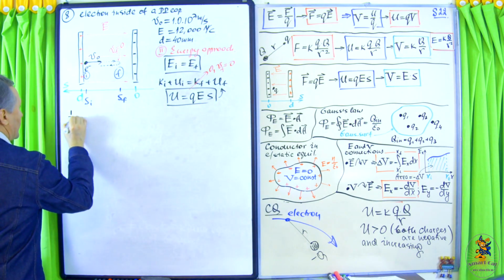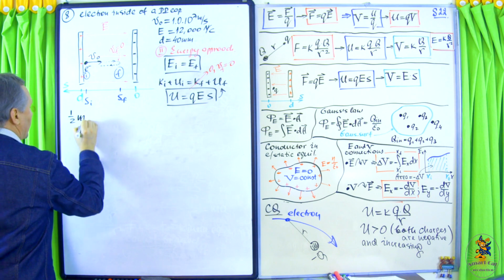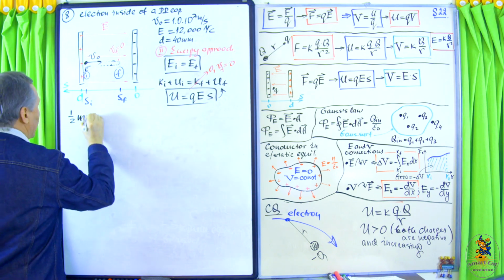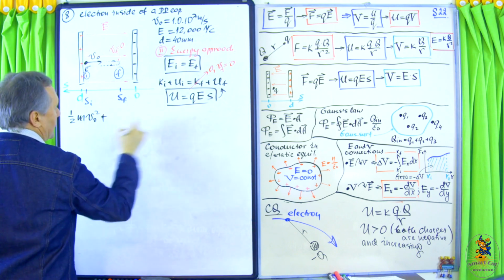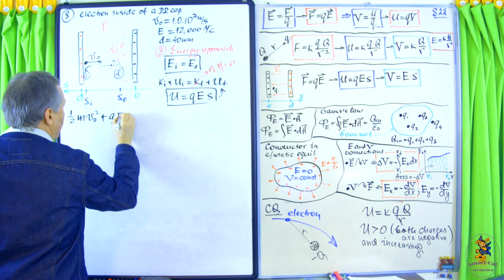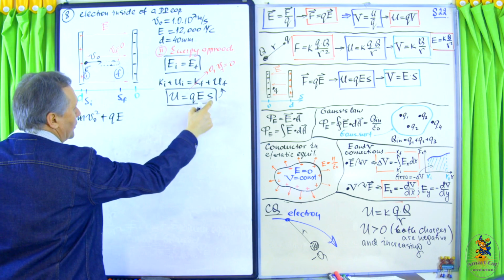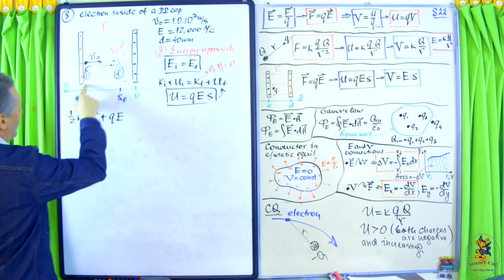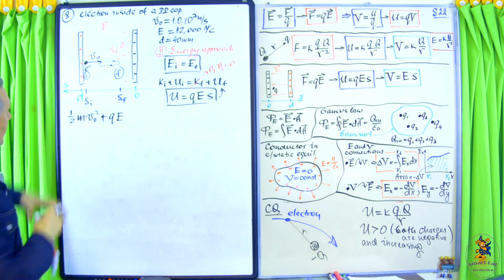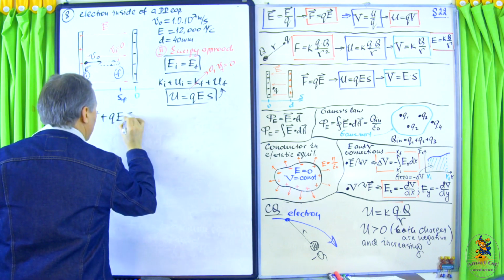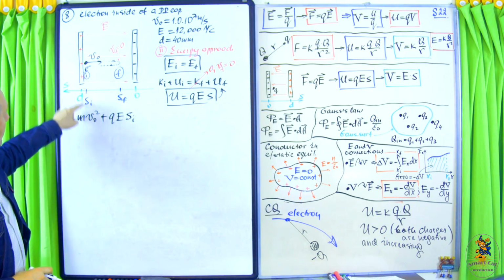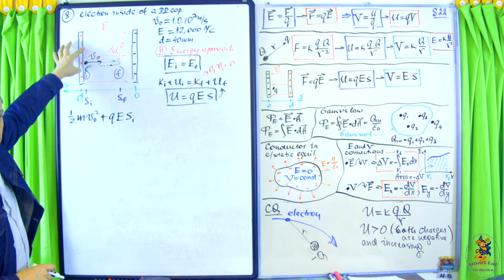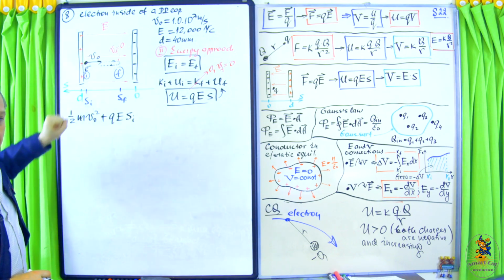Okay, so now let me start explicitly writing K, 1/2 m v naught squared, plus Q E, and this is the initial point, so S initial. And what's the value of S initial? Okay, let me do it one step at a time. So S initial. And what's the value of S initial? The electron is shot from the zero.